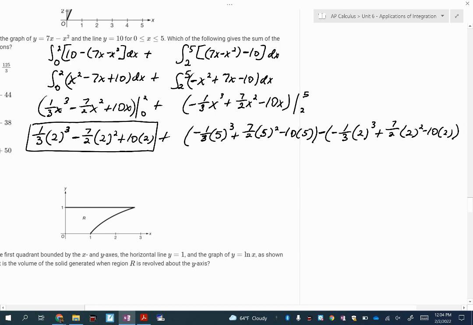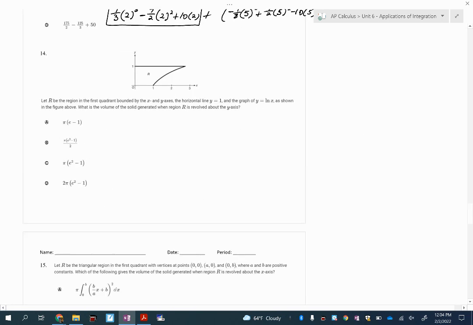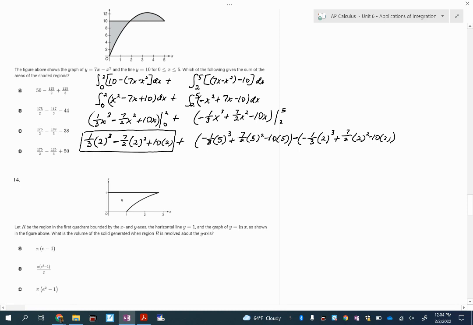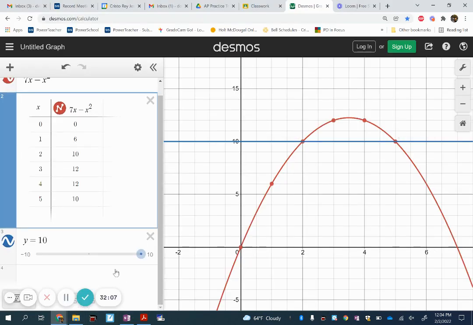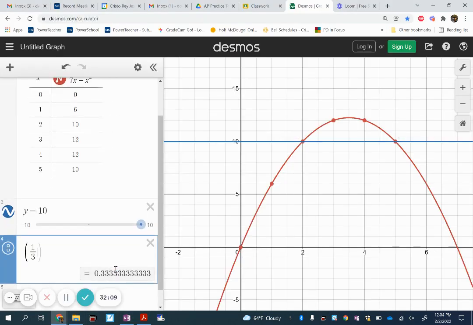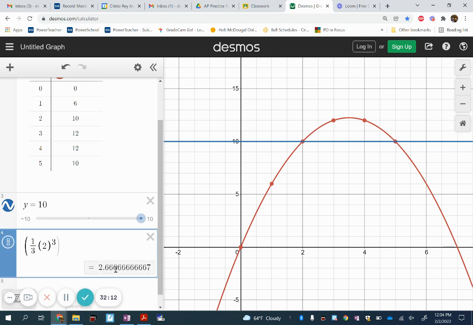So now, the last part of this is I'm going to go to Desmos and try to get what my answer is. And then once I have my answer in a fraction or in a decimal, whatever you want, I'm going to go through the answer choices and see which one matches, okay? So I'm going to do 1/3 times 2 cubed minus 7/2 times 2 squared, and then plus 10 times 2, confirm. Yes, okay, so that's my first piece.